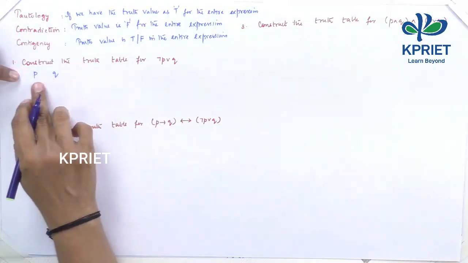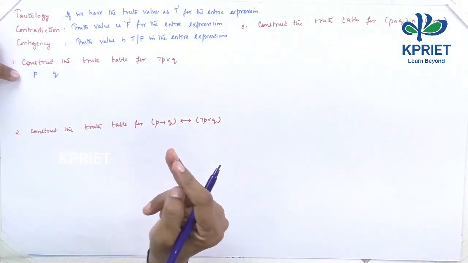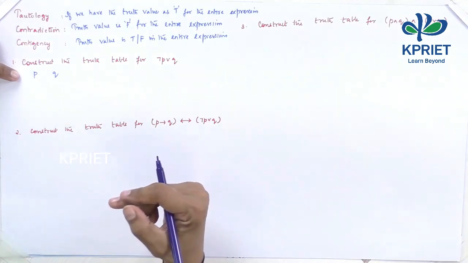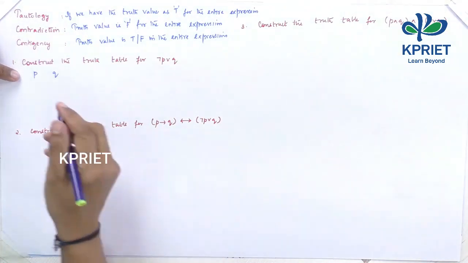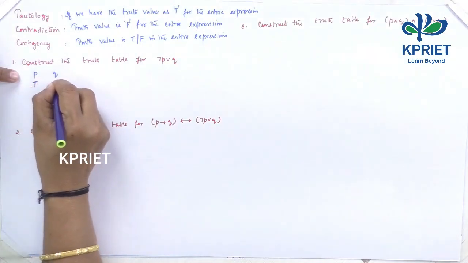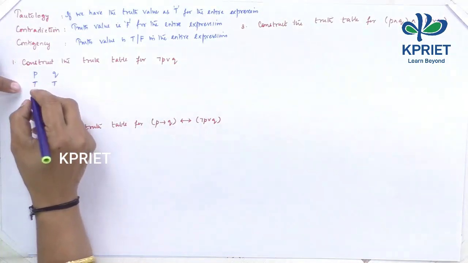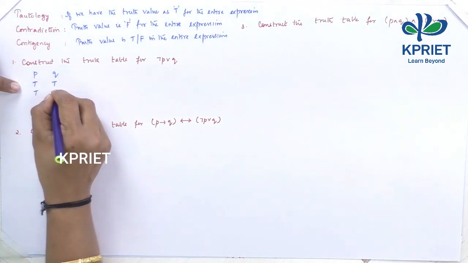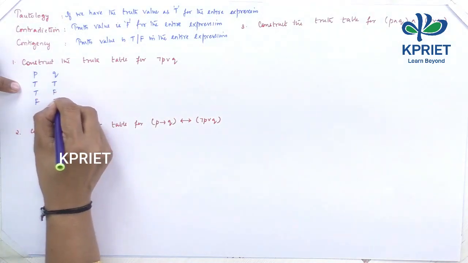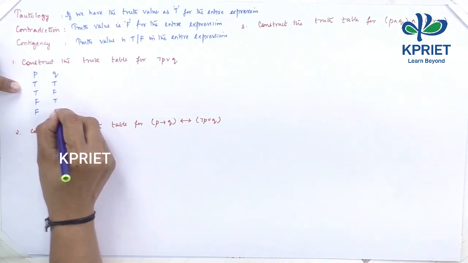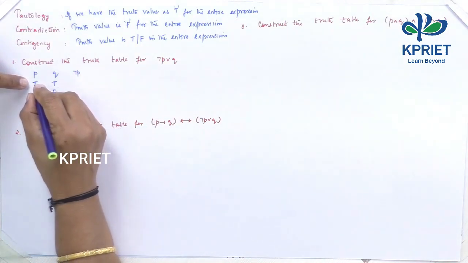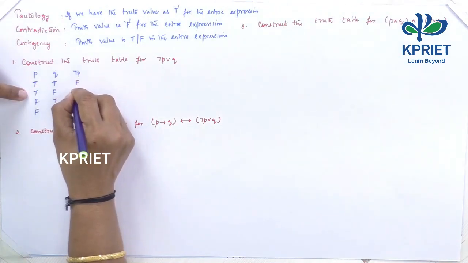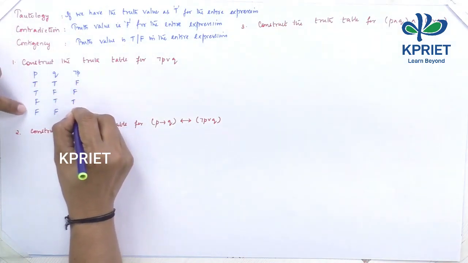And now, whenever I have 2 variables in the statement, how many rows do I have in my truth table? It is 2 power n. So, 2 power 2, 4 rows I will have. So, what are all the possible truth values we can have? You all might have studied this in digital electronics, that is TT, TF, FT and FF. Right. So, next I have negate P. Negate P is just the opposite of this.